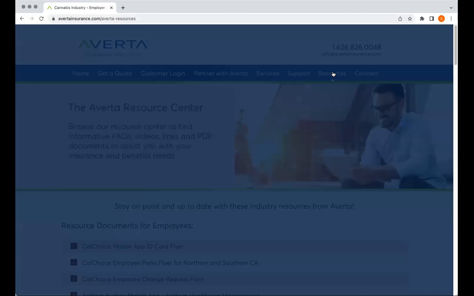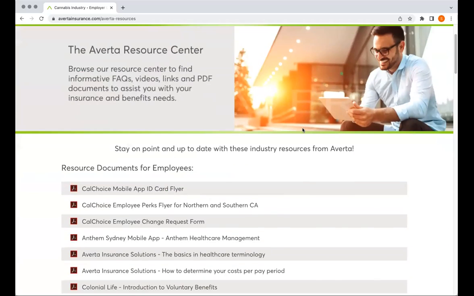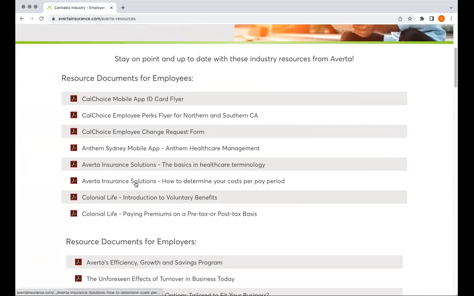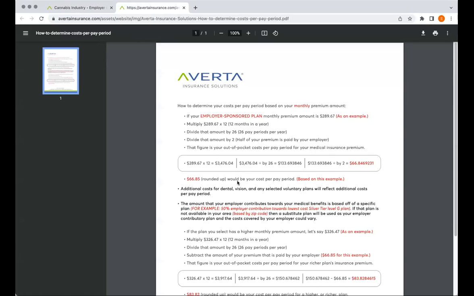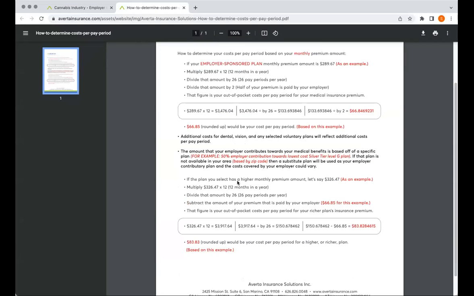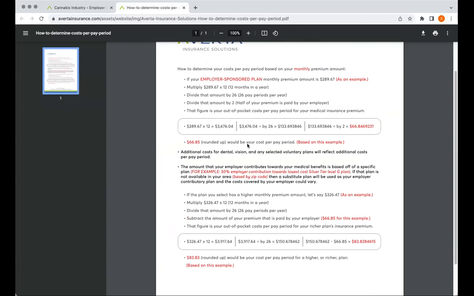So we are going to click on the resources tab. You're going to scroll down to the employee section. It is right here, Averta Insurance Solutions, how to determine your cost per pay period. You're going to click that guy. Up comes a document for you to refer to, download, print, whatever you like. It's there for your reference.